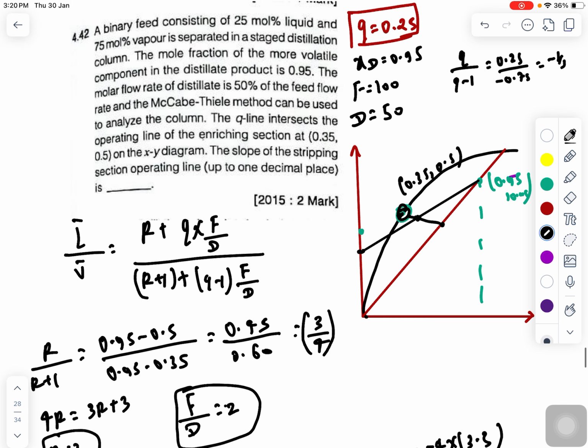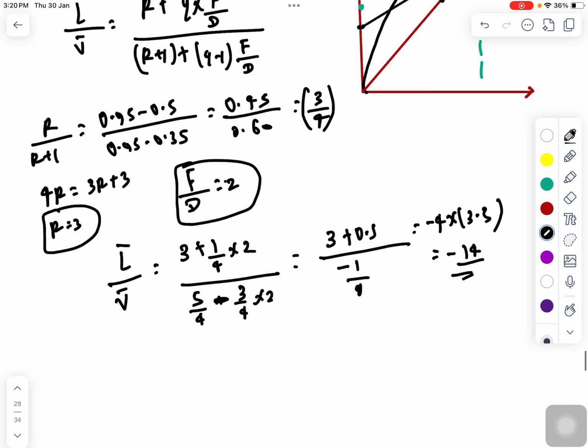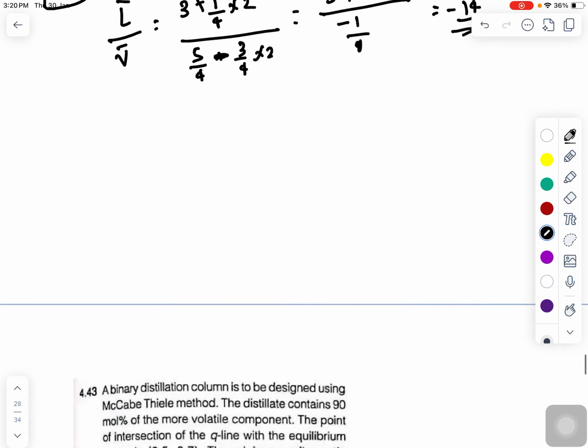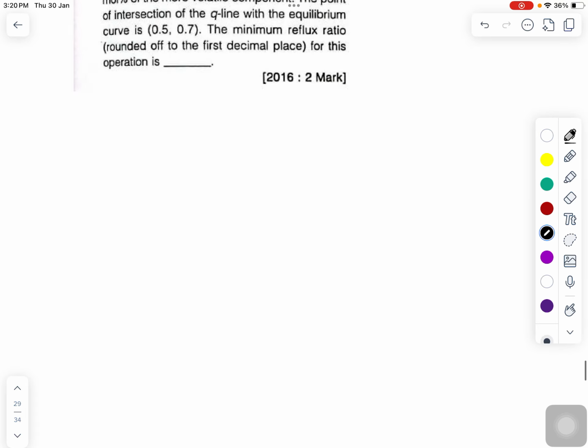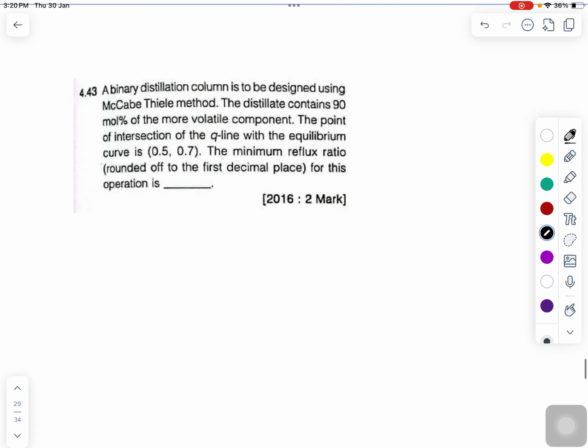But you have to calculate these things yourself, and you can think like that. So with that I would like to end the lecture here. In the next lecture I will be starting with question 4.43 from 2060 onwards, and in the next lecture I will be able to complete the whole distillation question. Okay, thank you.